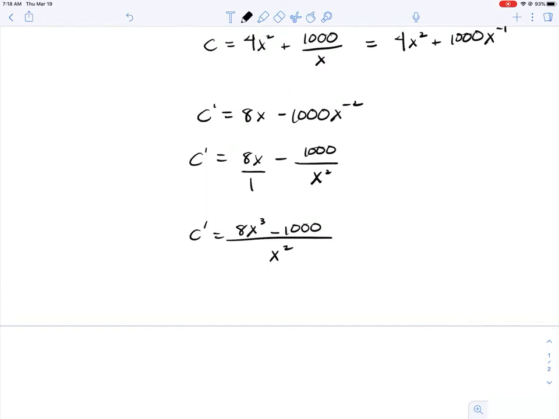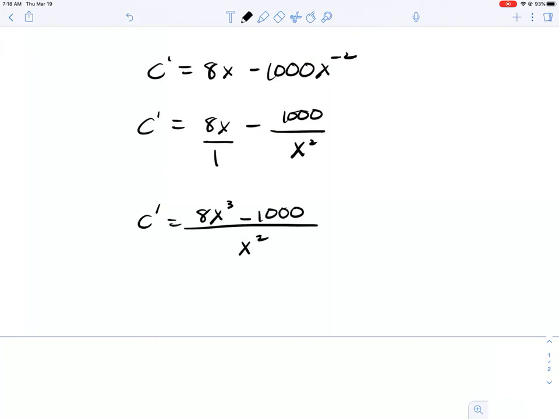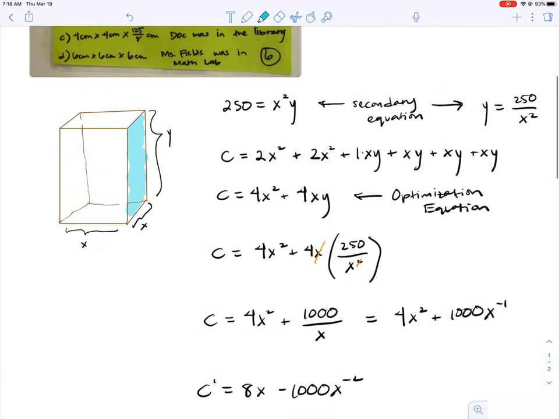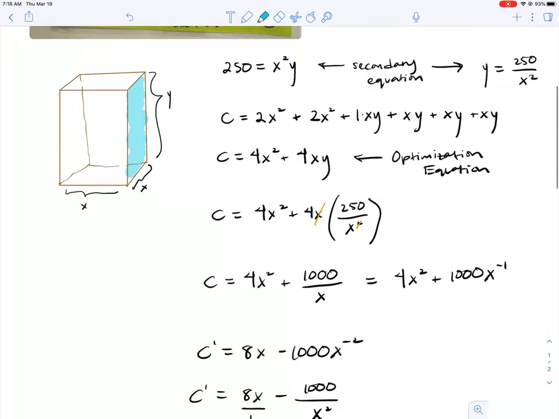Okay, if we were to set the denominator equal to 0 and solve, it's easy to see by inspection that 0 would make the denominator 0. We need to come back up to our optimization equation to check what our domain is for our cost equation.